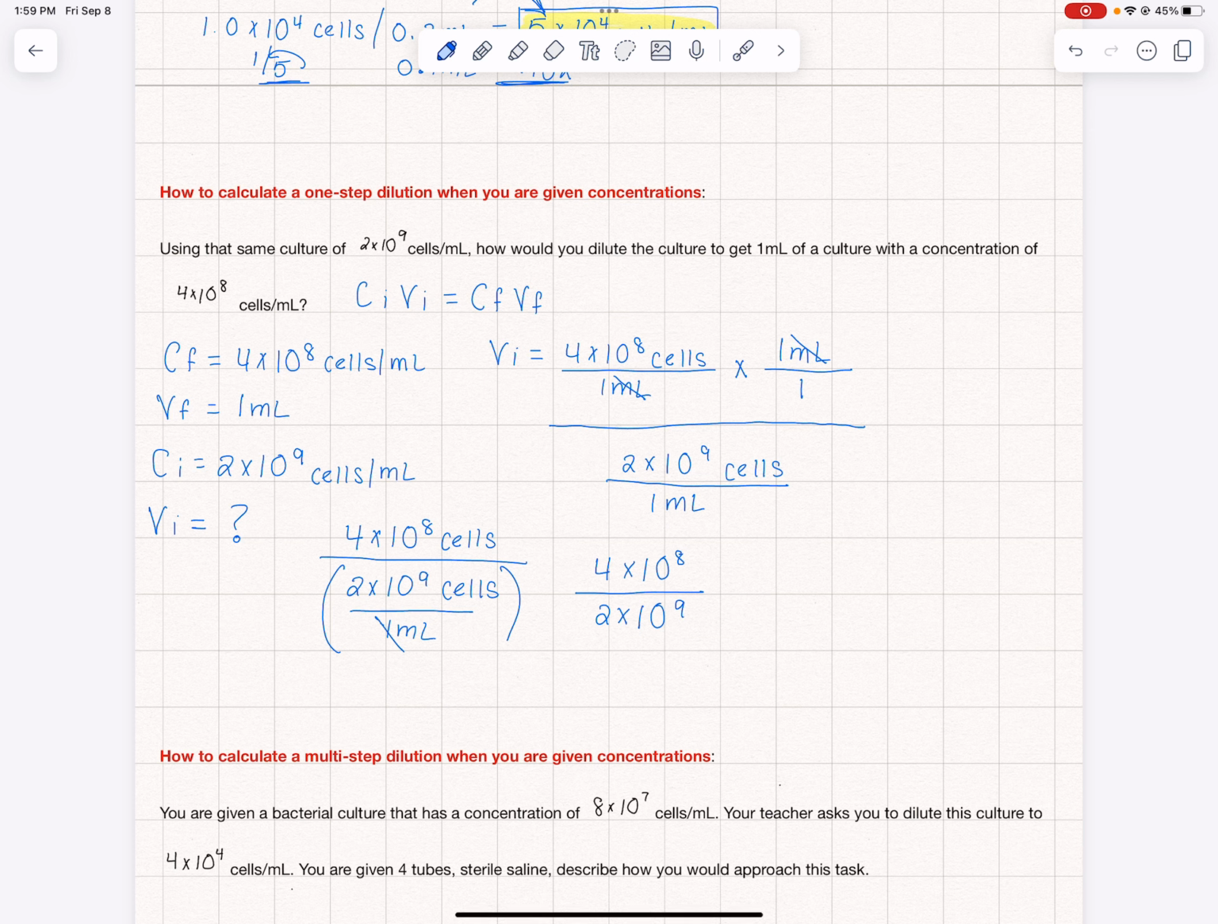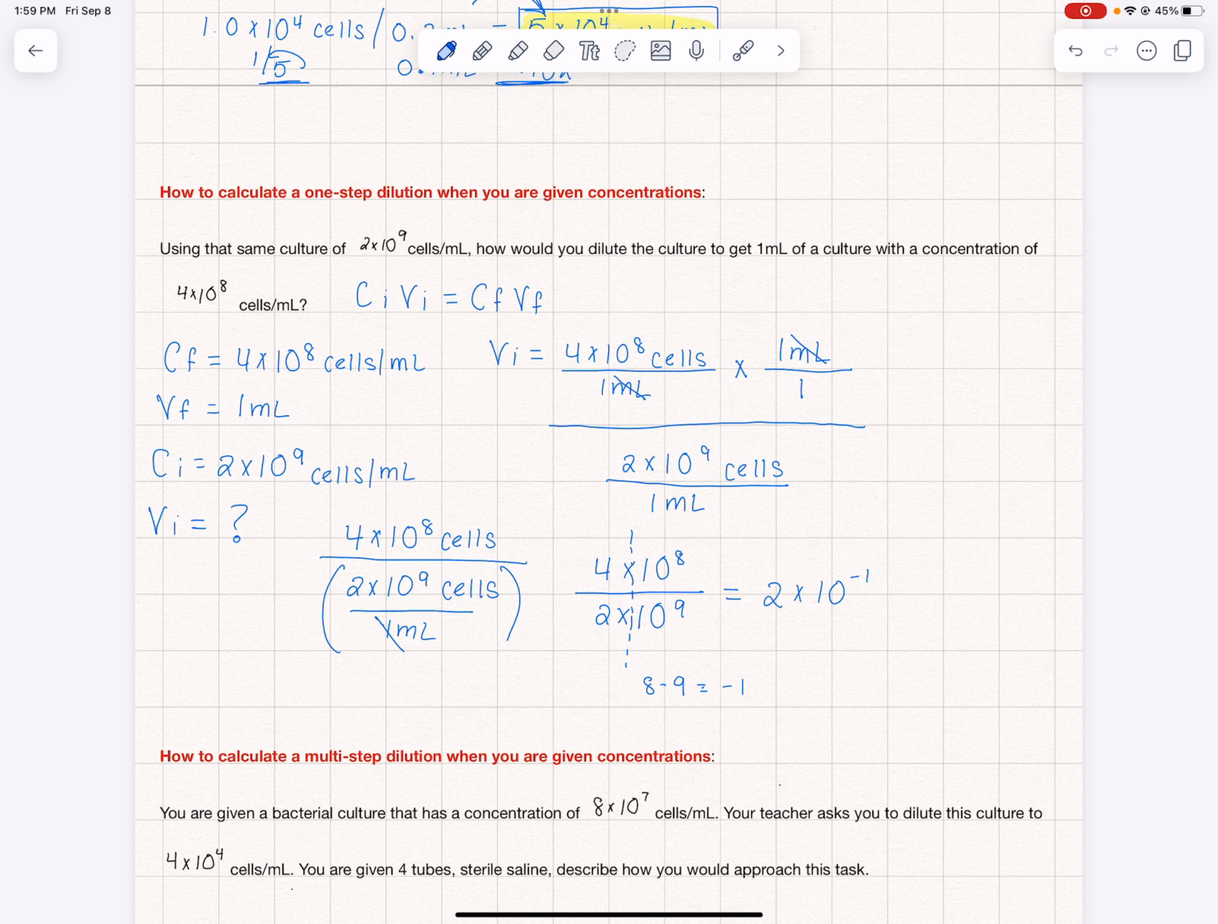And so, how we do this math is we can break up our first half of our equation and our second half. So 4 divided by 2 is just going to be 2. And then how we divide our 10 to the exponents is by subtracting them. So another way to think about this would be 8 minus 9 in our denominator, which would give us a -1. So we can write this number as 2 times 10 to the -1.